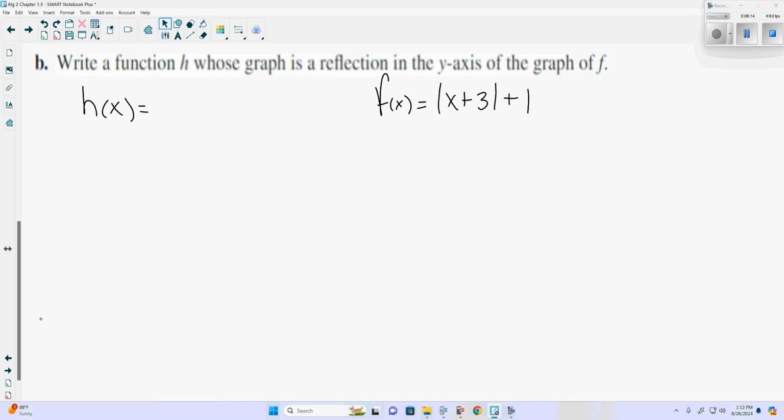Well, the general form for this here is f of negative x. So across the x-axis is negative f of x. Across the y-axis is f of negative x. Questions on how we got the two forms? We feel good on these here?